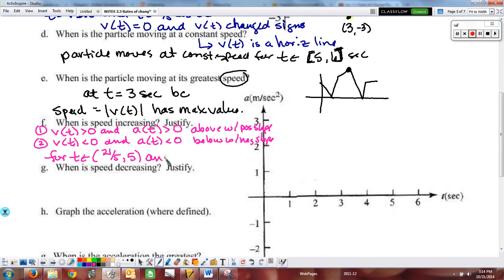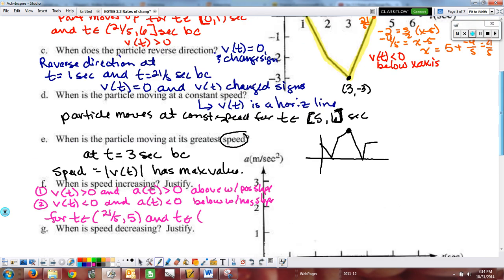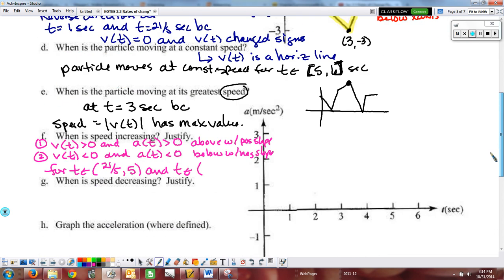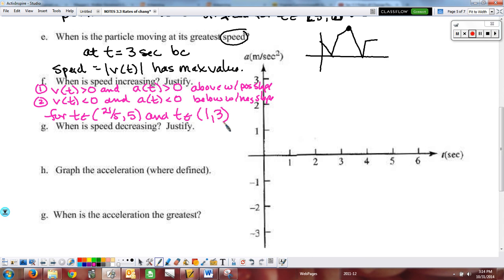But I also have to go, and for t on the interval, it is also going to be speed increasing when the velocity is negative and it has a negative slope, which would be this section right here. So that would be from 1 to 3. Now you can also see this on your speed graph, because if you look at your speed graph, here's my 1 to 3, and then here's my 21/5 to 5 that we're taking a look at.